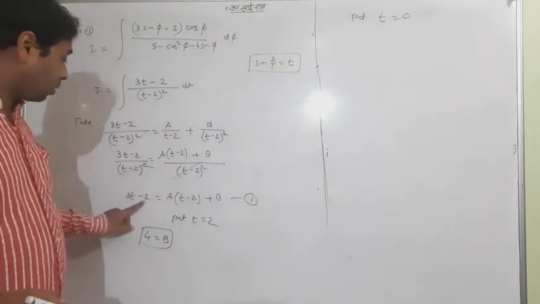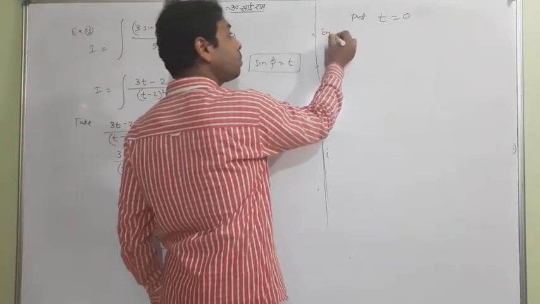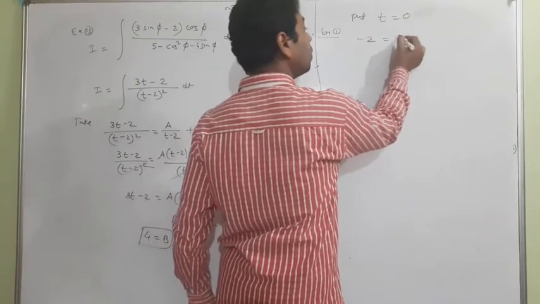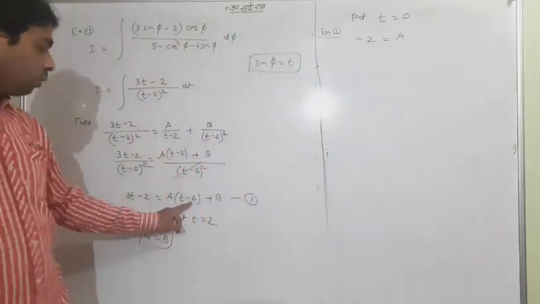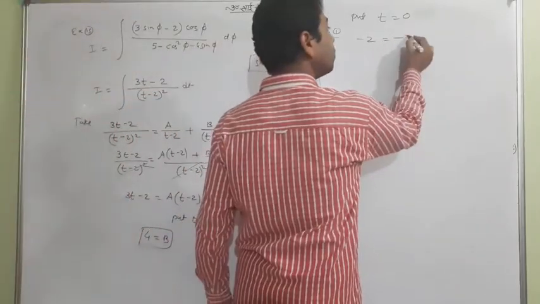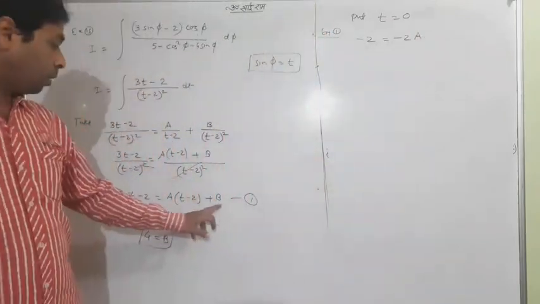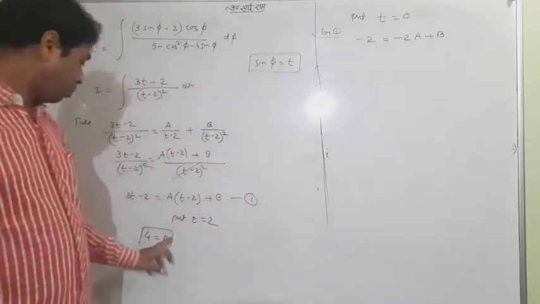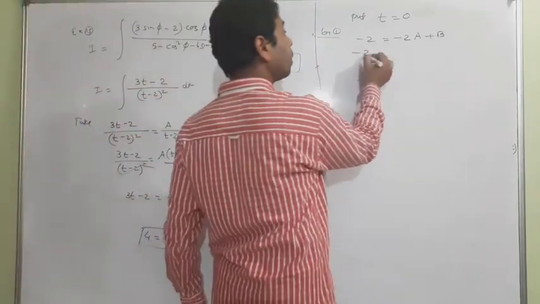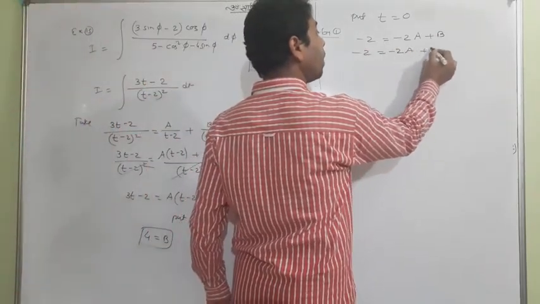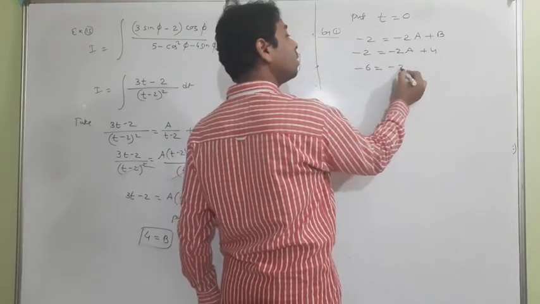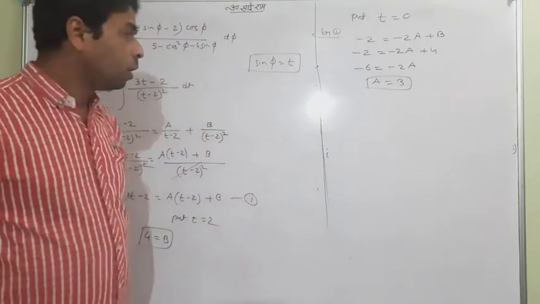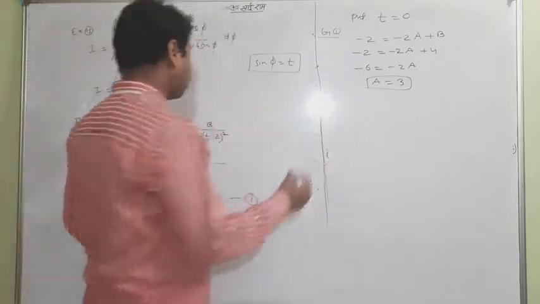So 0 minus 2 by 1, this is going to be minus 2. And t equal to 0 will give you minus 2a, and this is a plus b. So put here b equal to 4, and it's 4 plus 2 equals 6. So a is going to be 3. You got a value.